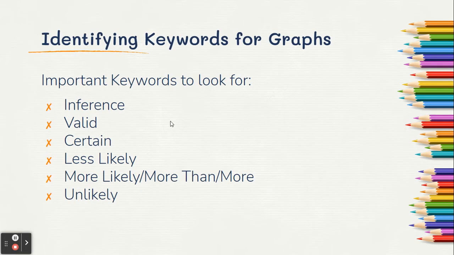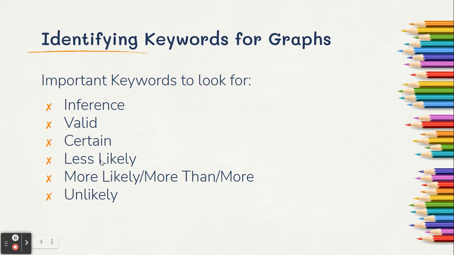Some important keywords to look for in these graphs are the word inference, the word valid, certain, less likely, more than, or more, and unlikely. Inference means that you're going to make your best guess. What is my best guess that I can use? You see this word in science a lot about making guesses. Valid is just another word for true. Which one is true? Certain means I am definitely going to pick that one. Certain means that that's the only choice, so that's the only one I'm going to be able to pick.